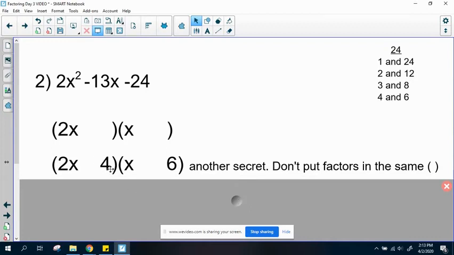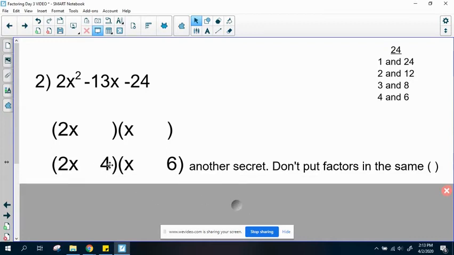Okay, so if you try 4 and 6, you would get a 4x, and 2 times 6 would be 12. 12 and 4 seems like it could get to 13, but there's no way that would happen. 12 and 4 wouldn't work, okay? So here's another little secret that hopefully you're ready for. This kind of helps you, especially when you have a lot of different factors. If this goes over your head, don't worry, you can still check them. I can tell you right away that this is not going to work.